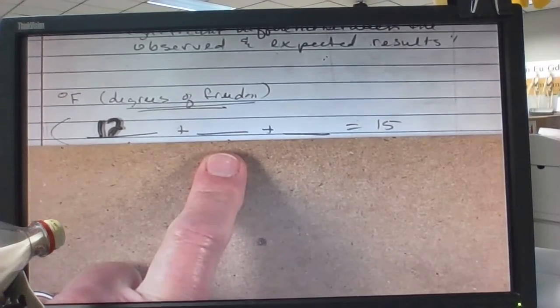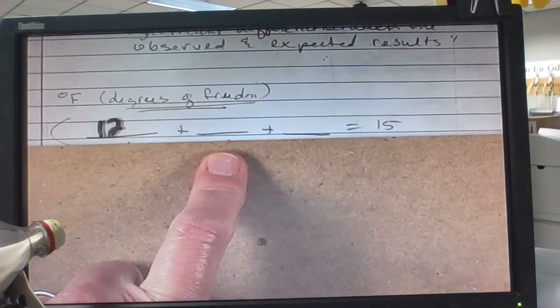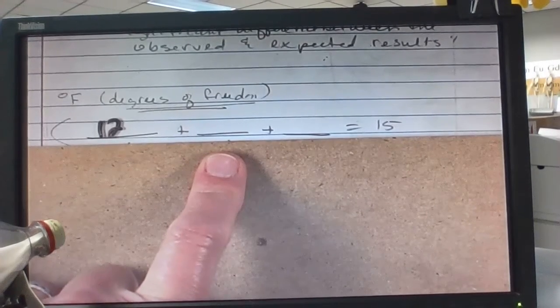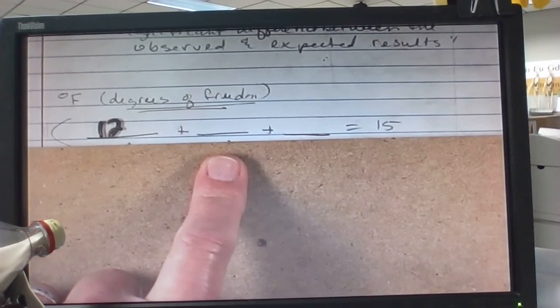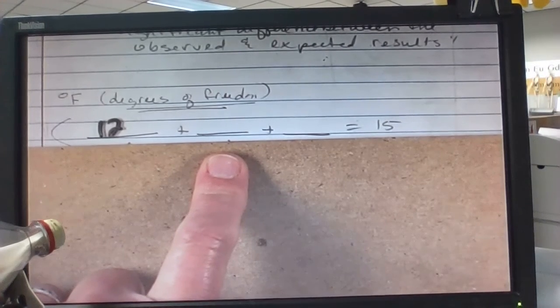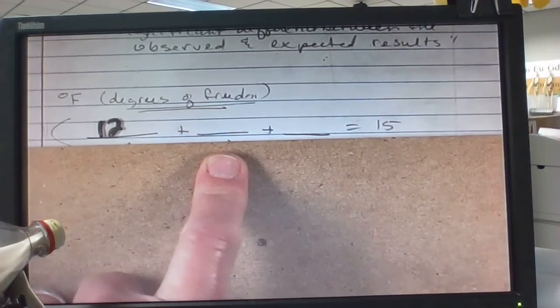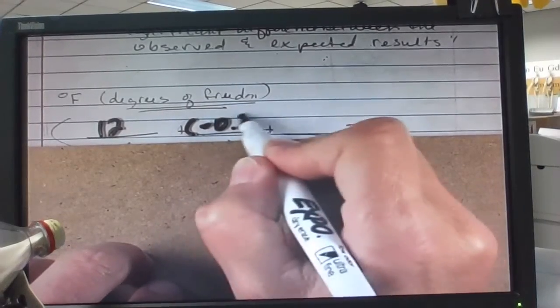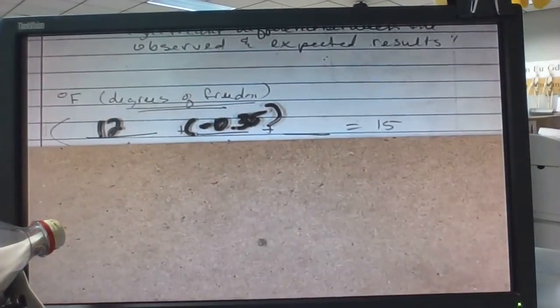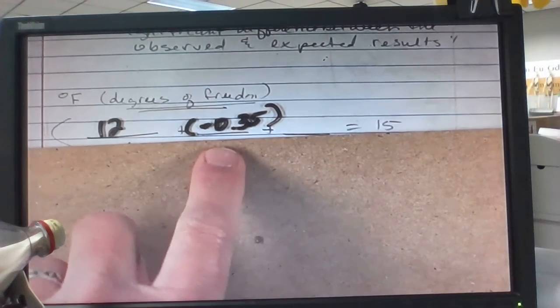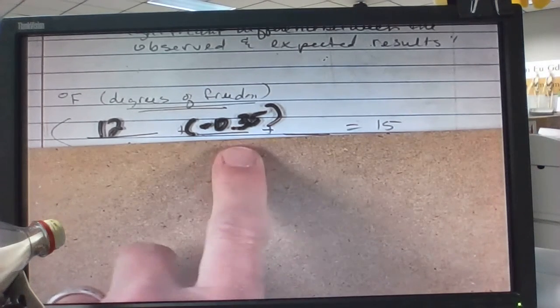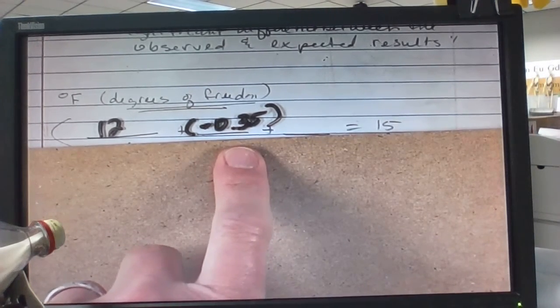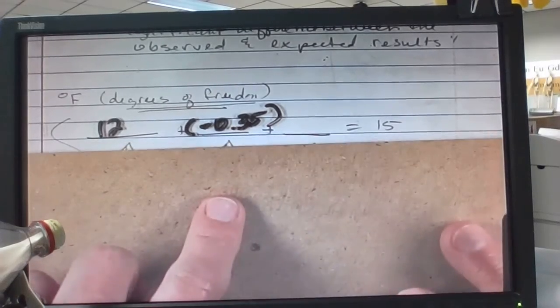Second number. Now, come on. Hold on just a minute. Let me finish my sentence. Come on now. It's Friday. Give me something a little bit wackadoodle for this next number. Okay. Negative 0.35. Excellent. So could the second number be that? Yes. Could it be something other than that? Could be, but I like negative 0.35.